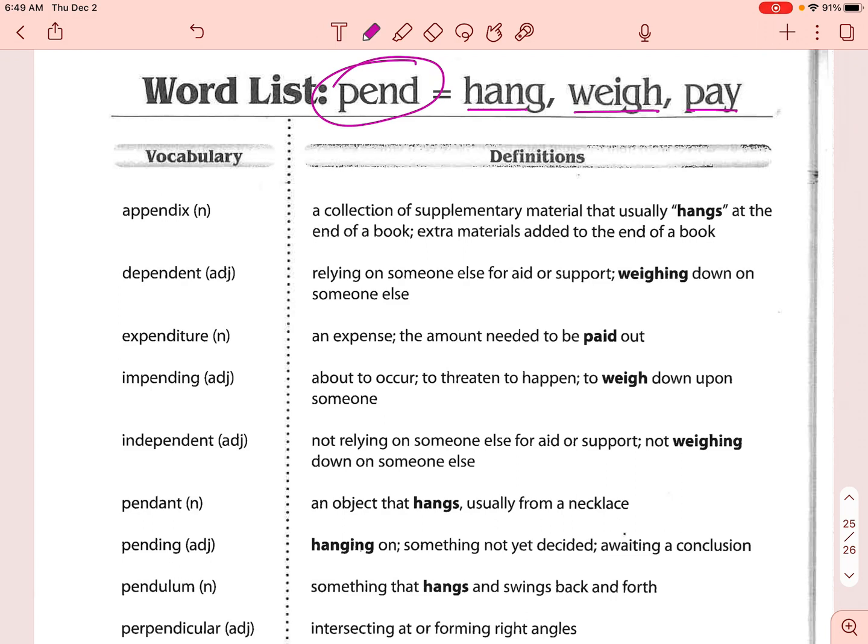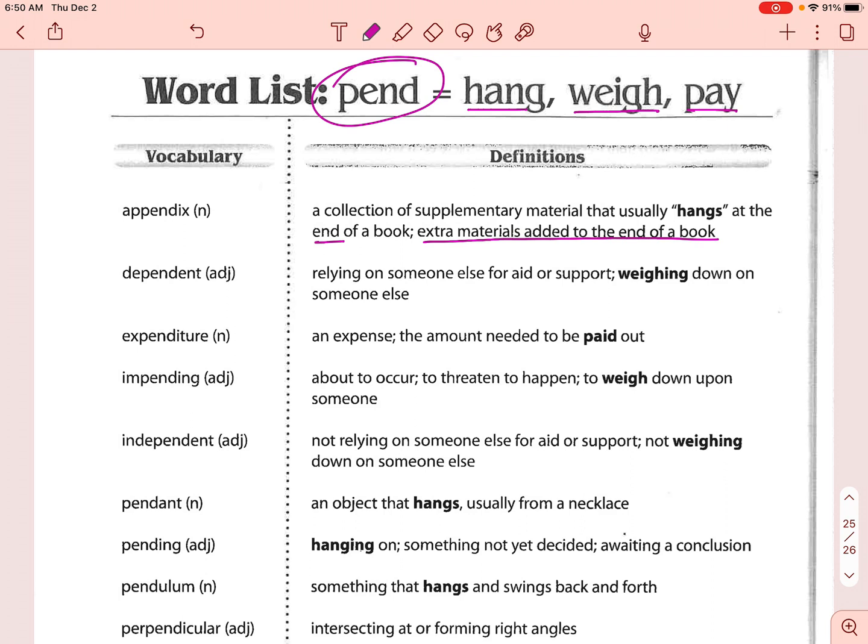this week. All right, so the first word we have here is appendix. This is not the appendix that is inside of your body. This is the appendix that comes usually at the end of the book, okay? So they say it usually hangs at the end of the book, so it's hanging on the end there. The appendix is just extra materials added to the end of the book.